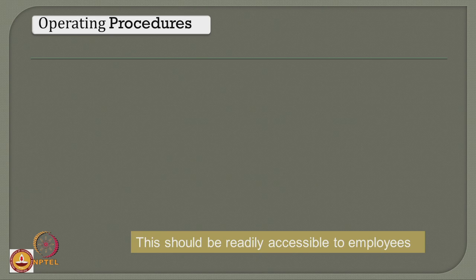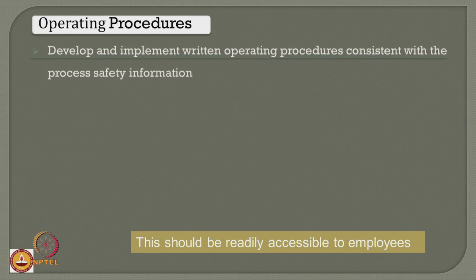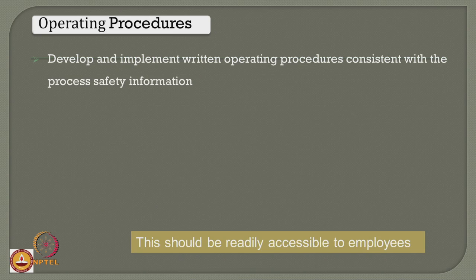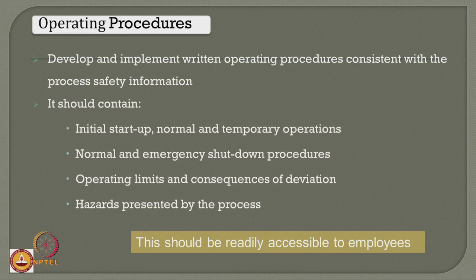When we talk about process safety, operating procedures become very important and critical to have a successful process safety implementation. Develop and implement written operating procedures consistent with the process safety information. This information should contain initial startup, normal and temporary operations of any equipment and machinery, normal and emergency shutdown procedures as applicable to that machinery, operating limitations and consequences of deviation, and hazards presented by the process.